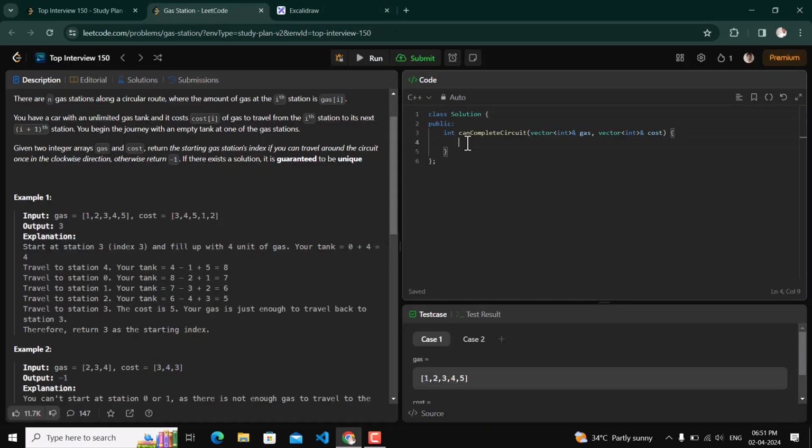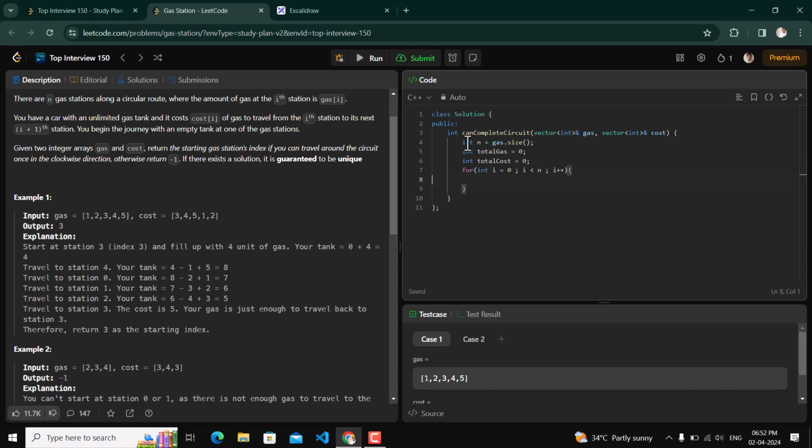First of all we will have int n equals to gas or cost size. Now we will have int total gas equals to 0, int total cost equals to 0. Now we will iterate for int I equals to 0, I less than n, I plus plus.